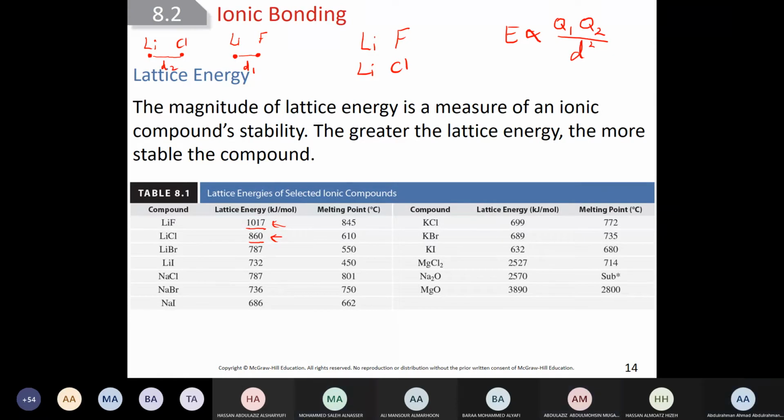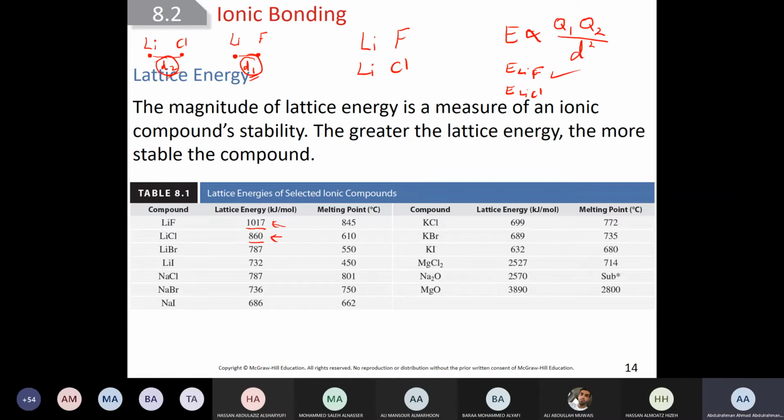Why? Because the atom is bigger, because chlorine is bigger than fluorine. Exactly. And that's why D1 is smaller than D2. As a result, which one will be stronger, E for lithium fluoride, or E for lithium chloride? E for fluoride. Exactly. Because D1 is smaller than D2. Is this clear?